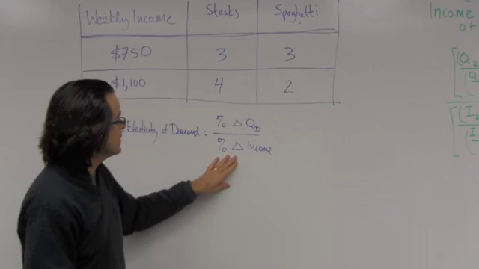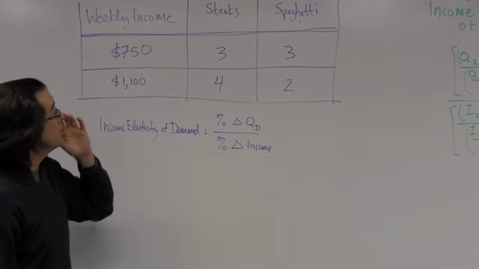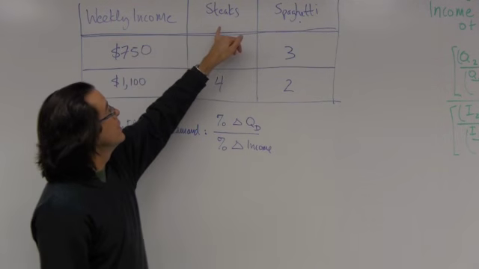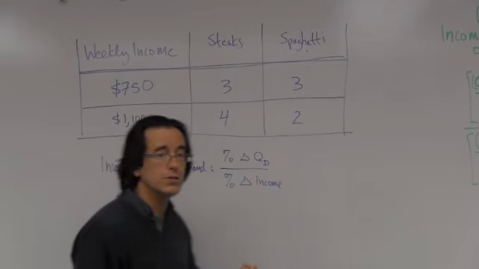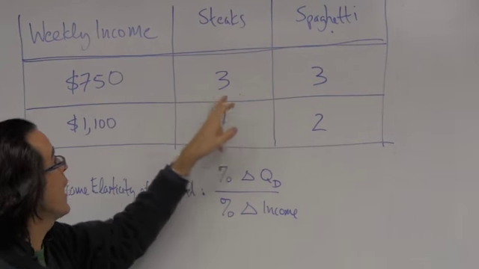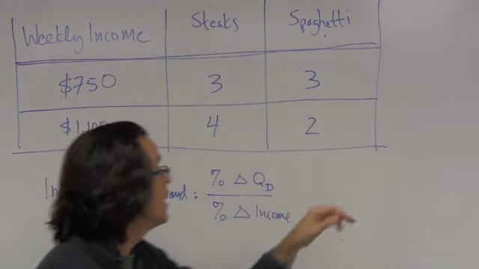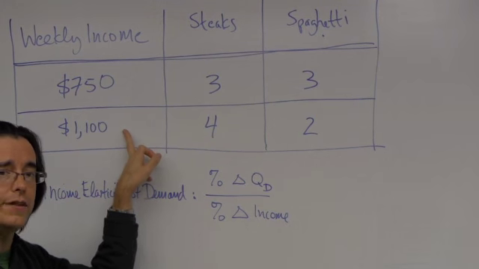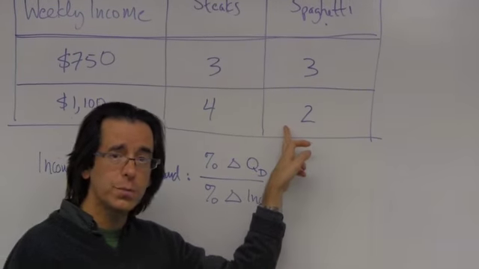Okay, so we've got the basic idea of what the income elasticity of demand is. So we're going to work from this basic table. In this table we have weekly income, number of steak dinners consumed, and number of spaghetti dinners consumed. When someone has a weekly income of $750, during that week they will consume 3 steak dinners and 3 spaghetti dinners. If that person's weekly income rose to $1,100, they would consume 4 steak dinners and 2 spaghetti dinners during the week.